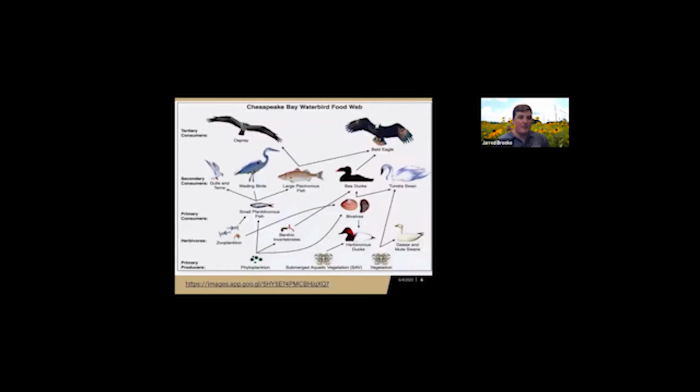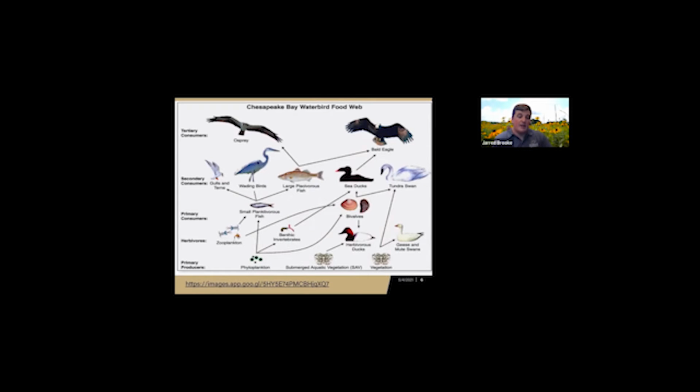So the key concept within this lesson plan is obviously food webs, right? So how are different wildlife or fish species, in this case, connected to each other through the food web, and also connected to plants and vegetation and so on.